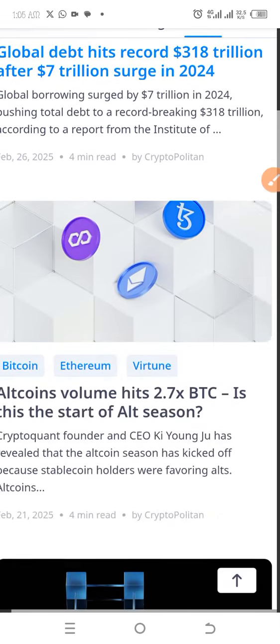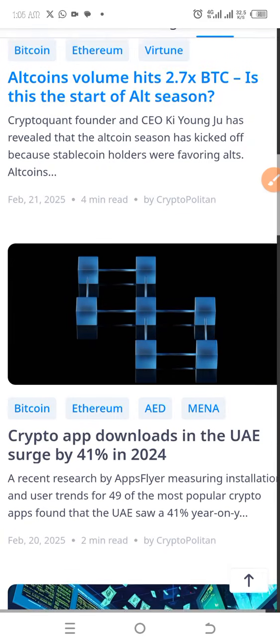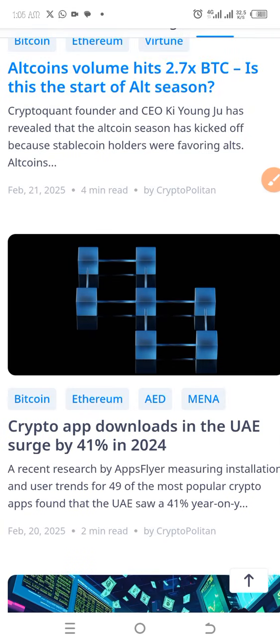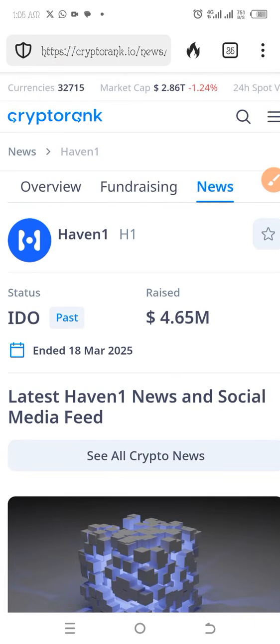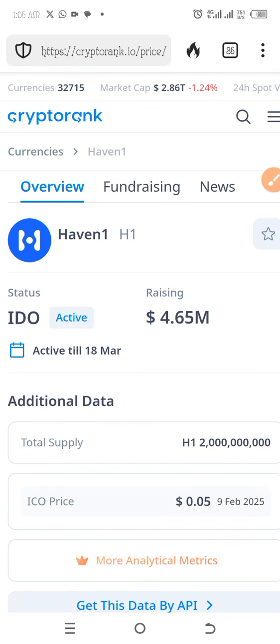There are still a lot of secrets behind it, and there are still a lot of sites that host these IDOs. But I'm using this Cryptorank to just give you an overview of what you need to know about the IDO launch pool. So that is all for this video.